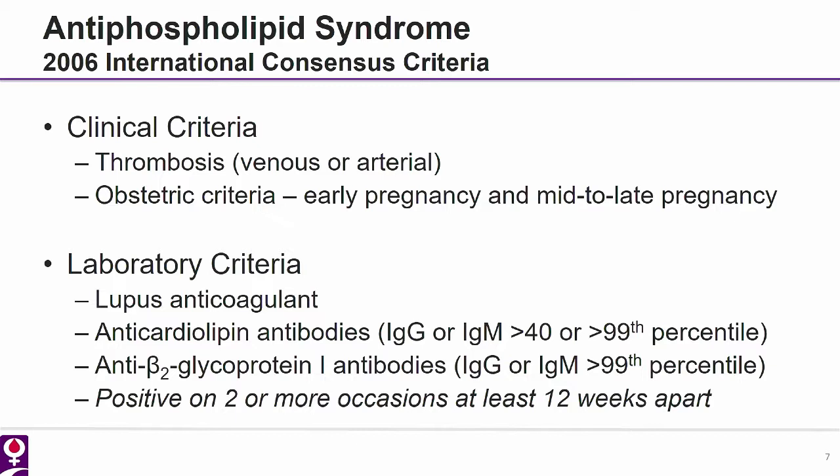So the clinical features of antiphospholipid syndrome include a thrombosis on the venous or arterial side, or the obstetric criteria, which we'll go over in some detail here in a moment. And very importantly, patients are supposed to be repeatedly positive for one of the three germane accepted antiphospholipid antibodies: lupus anticoagulant, anticardiolipin IgG or M, or anti-beta-2 glycoprotein 1 IgG or M. That is positive on 2 occasions, 12 weeks apart.